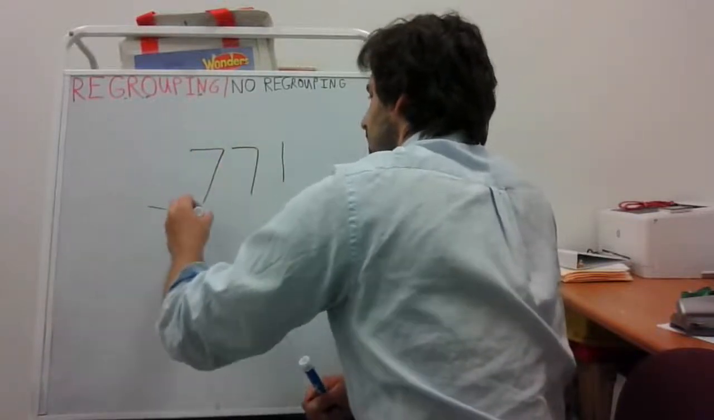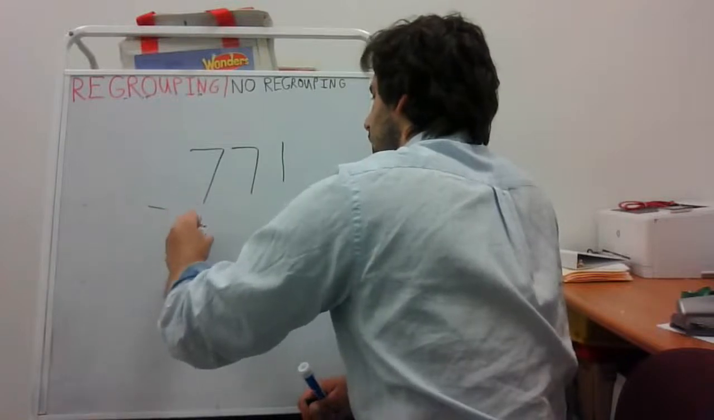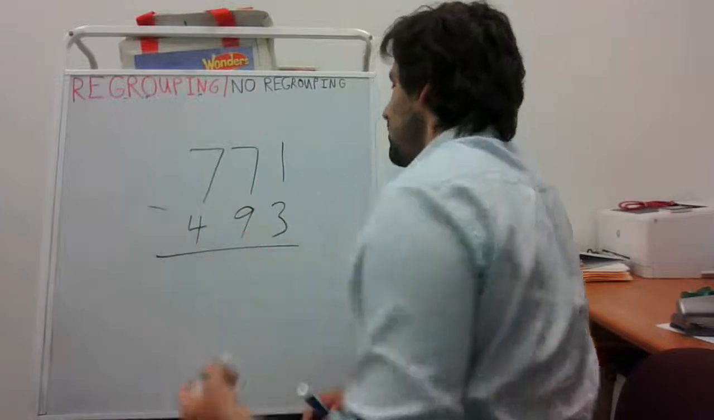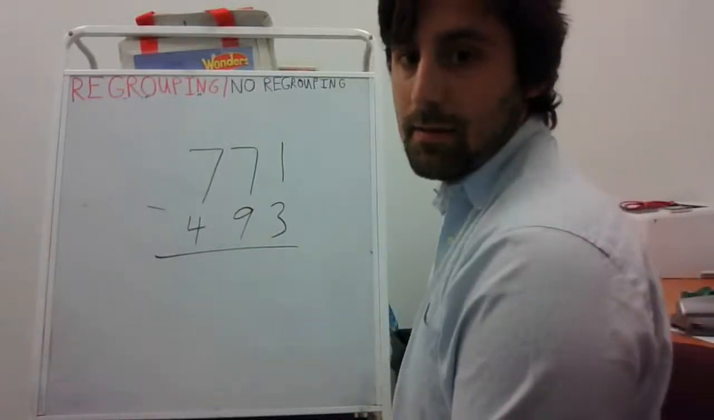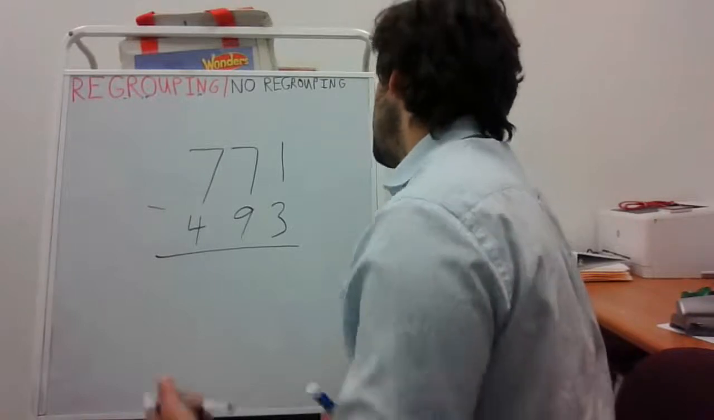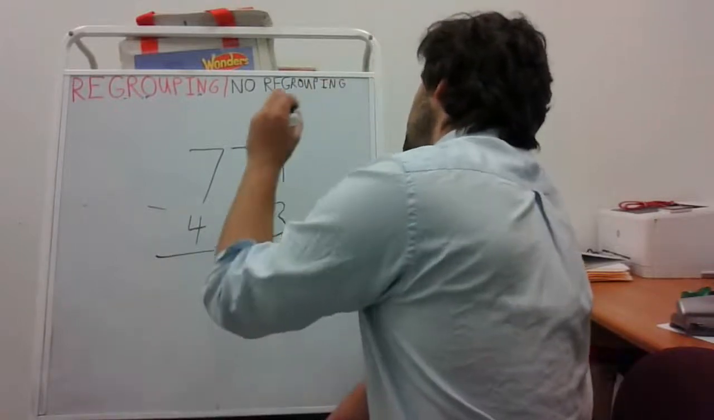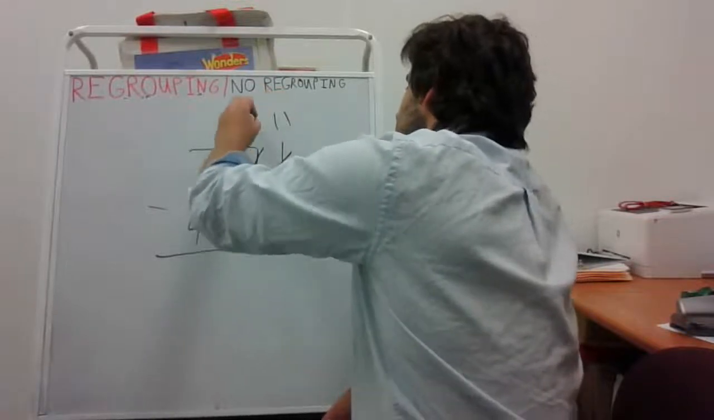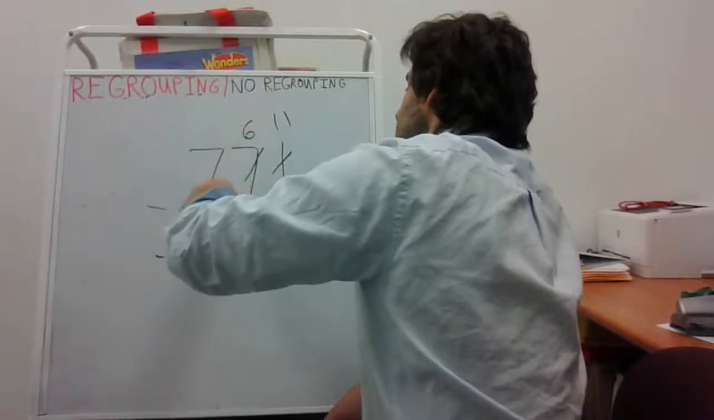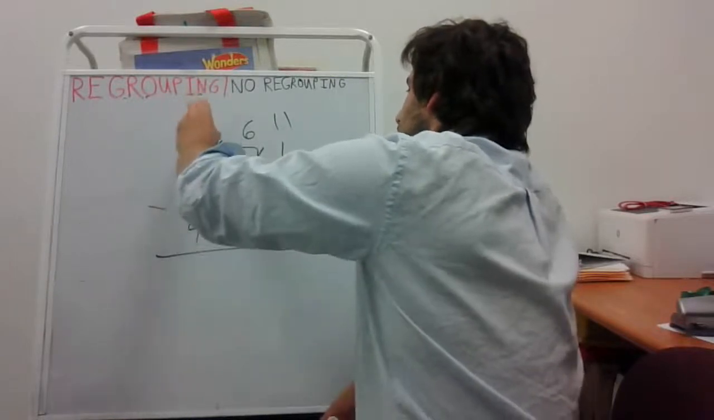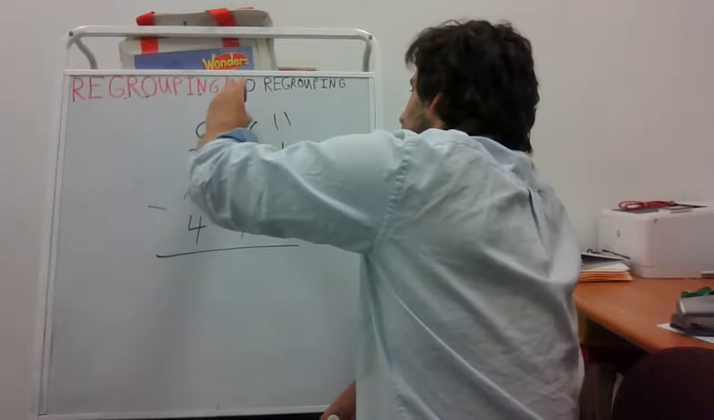771 minus 493. So for this, we need to regroup twice. So the 1's going to become 11. The 7's going to become a 6. This 7 is also going to become a 6, and then this is going to become a 16.